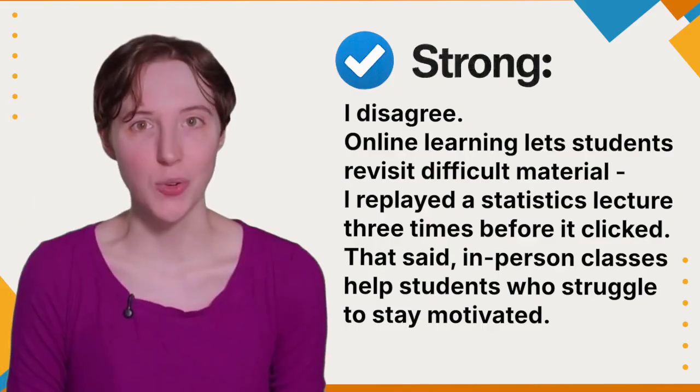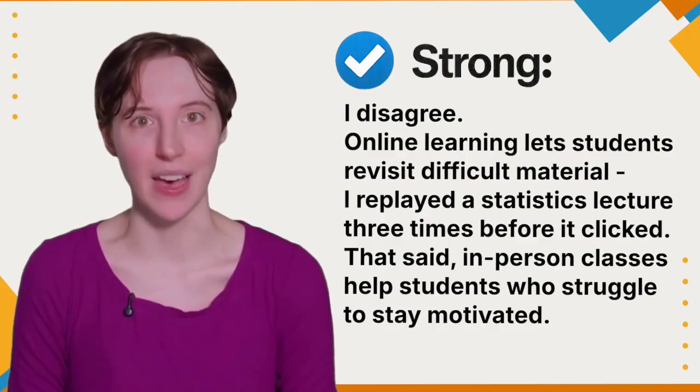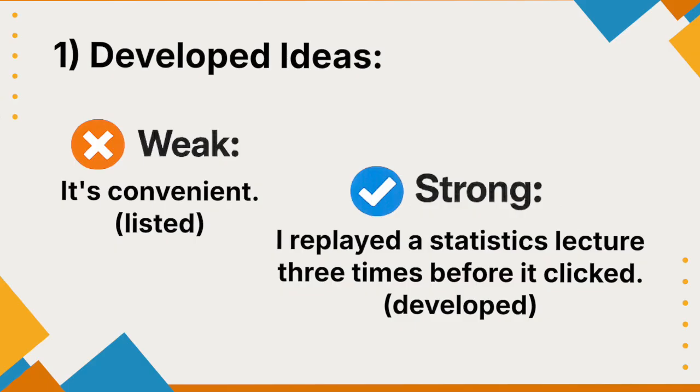Now here's why that strong version scores at the top, line by line. First, developed ideas. The weak answer just lists a benefit, it's convenient, and stops. The strong answer takes one idea and shows it in action with a specific moment, replaying that lecture 3 times. That's the difference between a listed idea and a developed one, and it's the single biggest thing raters reward.